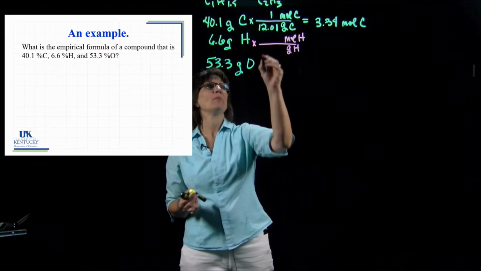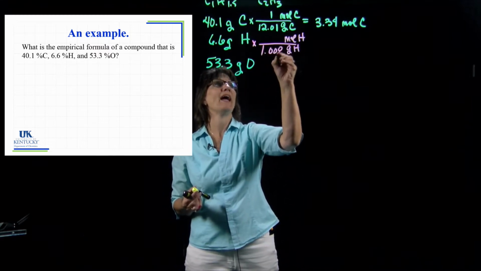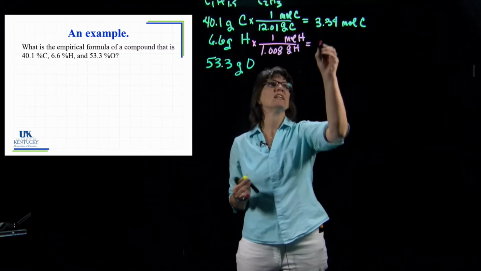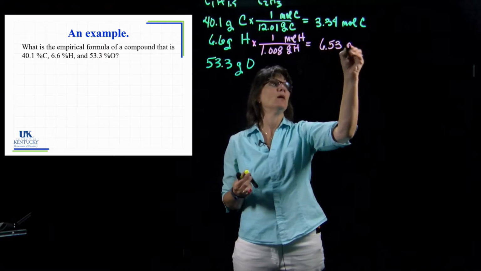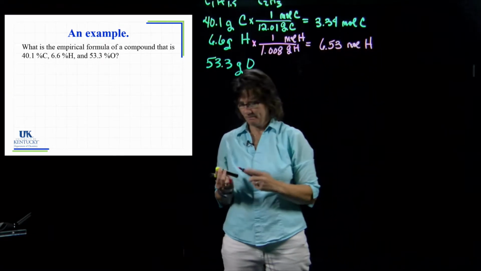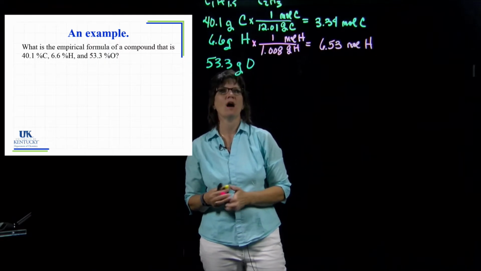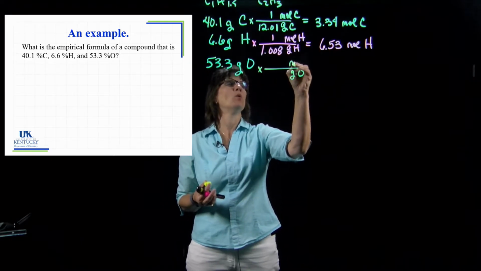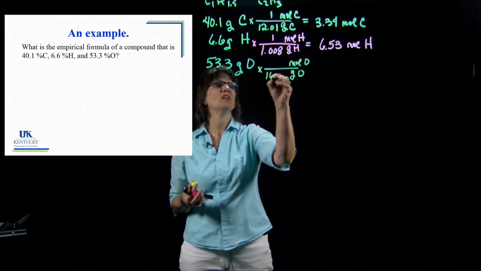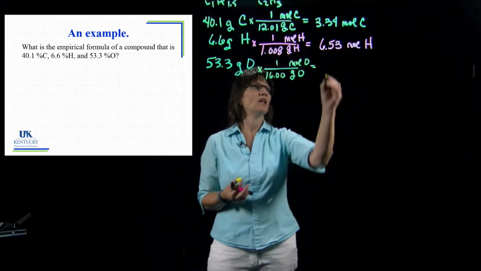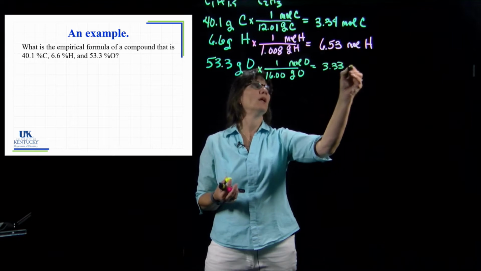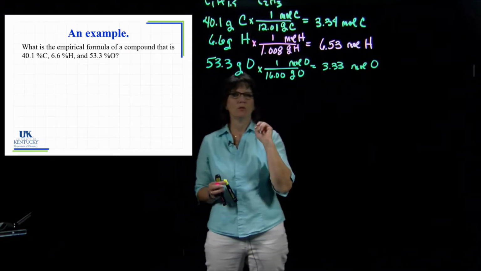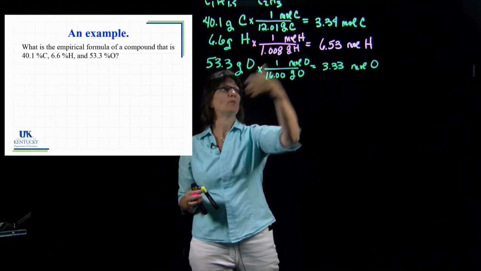I go to the periodic table and it says that it's 1.008 grams in a mole, and that will give me the value of 6.63 moles of hydrogen. Okay? And now for the oxygen, I don't want grams of oxygen. I want moles of oxygen, and there are 16 grams in a mole, and that's going to give me 3.33 moles of oxygen. So now I've done step 2. Step 1 was this, step 2 converting to moles.